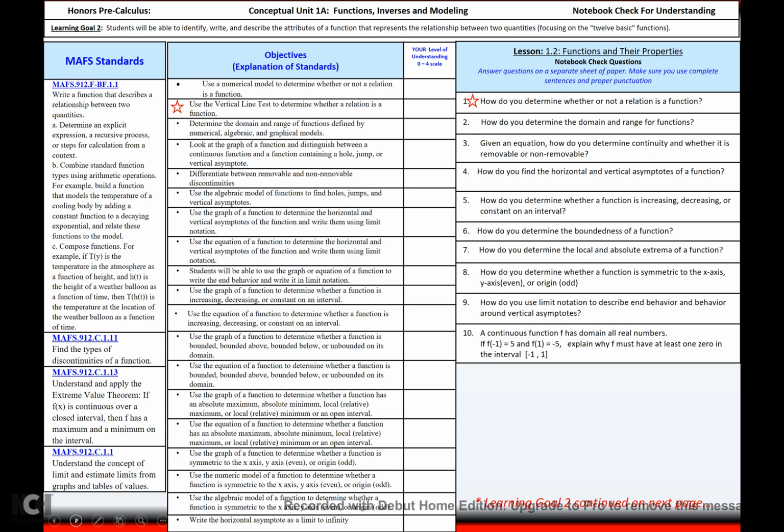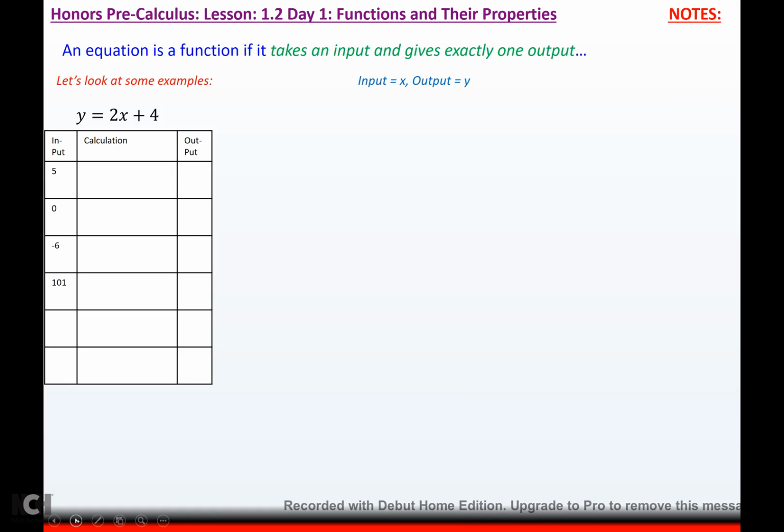Alright, so how do you determine whether or not a relation is a function? If it passes the vertical line test. Alright, an equation is a function if it takes an input and gives exactly one output. Okay, so if you don't have a graph, you just have an equation, what it means to be a function is that for every input you get exactly one output.